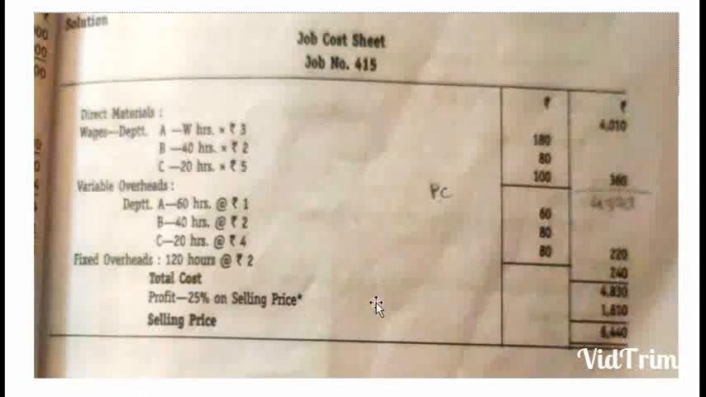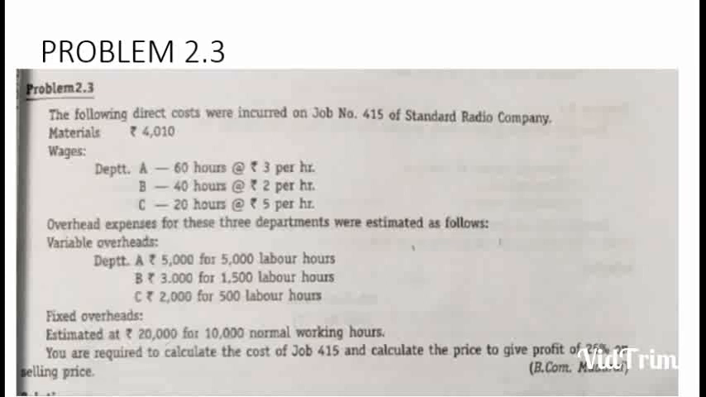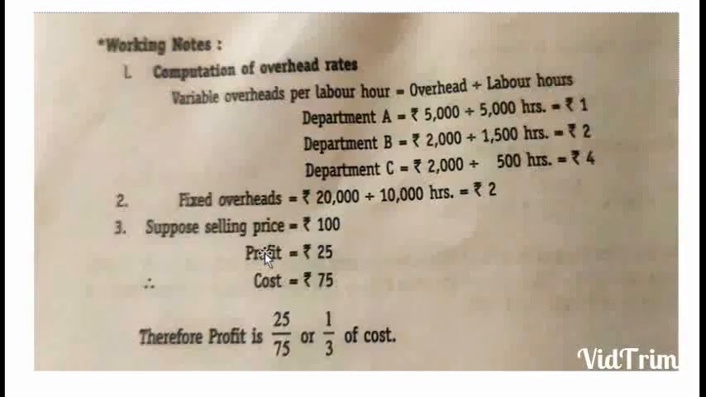4830. So next is, as per your question, they have asked you to find out the profit of 25% on selling price. When profit is on selling price, you need to assume sales to be 100. If sale is 100, profit is given, which is 25%. So what will be the difference? 100 minus 25 will be your 75.